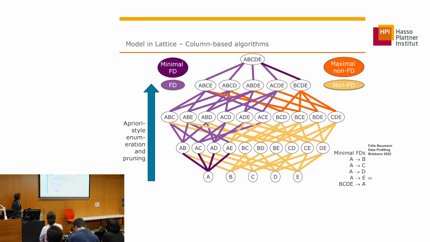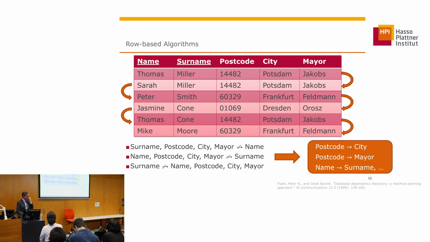So these are column-based algorithms in the sense that they go through all column combinations and do the checking. There's a whole bunch of other algorithms that are row-based. It's actually quite interesting. They look at pairs of rows and see if something has the same value. So if you look at, let's say, the first two rows, Thomas and Sarah, right? They have the same surname. Maybe it's a bad example. I need two people with the same name. Oh no, it works, right?